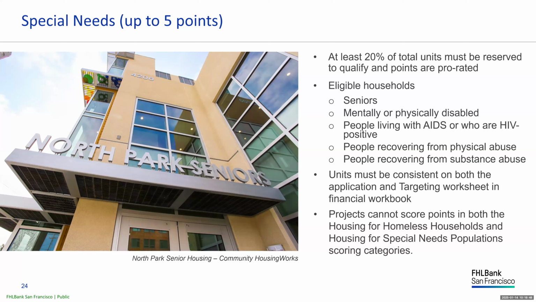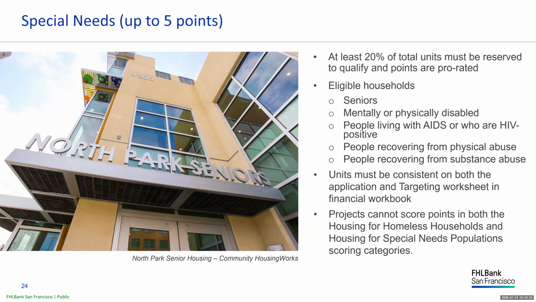The next category is special needs. Up to 5 points are awarded based on the percentage of units reserved for special needs populations, those that fall into the 5 categories listed here. A minimum of 20% of the units must be reserved to get any points, and points will be prorated if not all units apply. For example, if 50% of the units are reserved for one or a combination of these populations, you get 50% of the points.